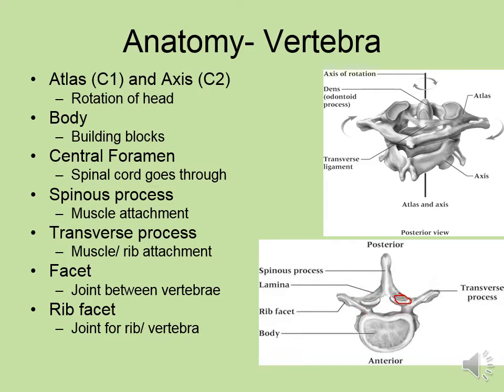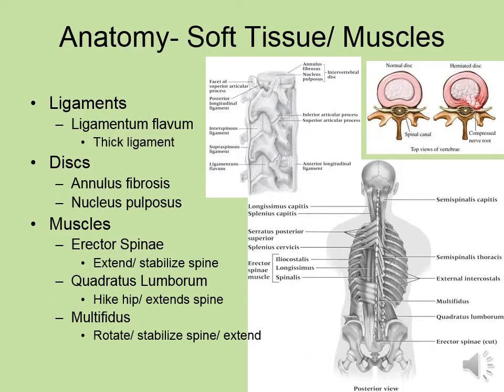We also have what's called a rib facet, and that's where the rib meets the vertebra right here. We have one on either side. So the ribs attach to the thoracic spine only, usually. Sometimes people have an extra one up on the lowest cervical vertebra, but they're supposed to be just on the thoracic vertebrae. As far as soft tissue goes, our biggest ligament is going to be the ligamentum flavum, and this runs the length of the spine. It's a big, tough ligament that helps to provide stability to the spine.